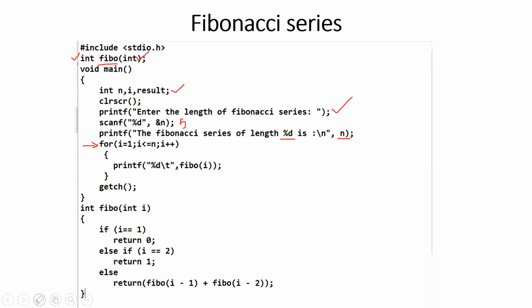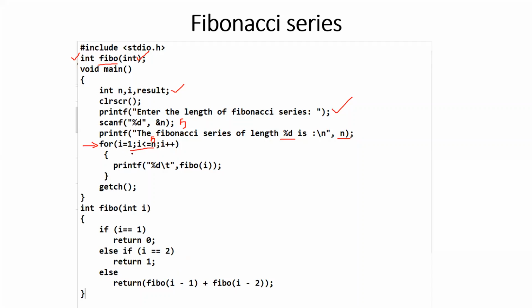So you know that now the user wants a Fibonacci series of length 5. So we are having a for loop in which the I value starts from 1. And we are expecting that this for loop should run until I is less than or equal to 5. You know that the series should be 5 means we will be calling Fibo 5 times. So in the first iteration, the value of n is 5. And now we are using a control variable for the for loop, I equal to 1, right?